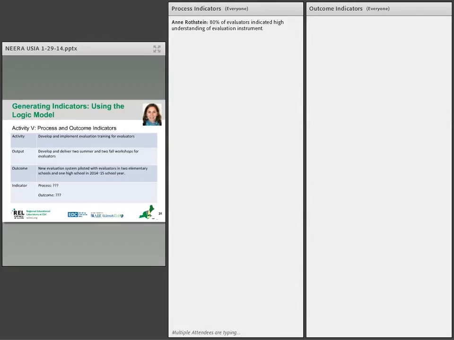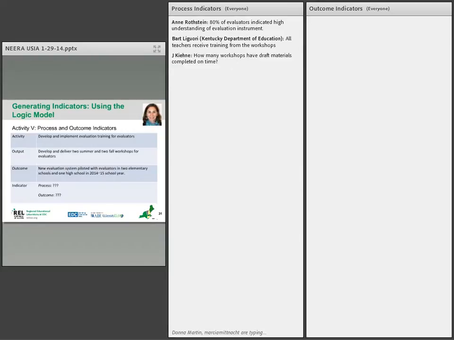So I see that Anne Rothstein has put 80% of evaluators as a process indicator: 80% of evaluators indicated a high understanding of the evaluation instrument. Yeah, so you might use a tool like an end-of-workshop survey to assess the degree to which the evaluation instrument is accessible and understood by your participants. We have all teachers receive training from the workshops. That's right. So if you're doing an evaluator training, a short-term or process indicator or a formative indicator might be something about the participation in the workshops.